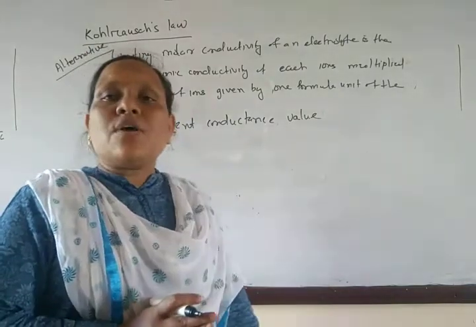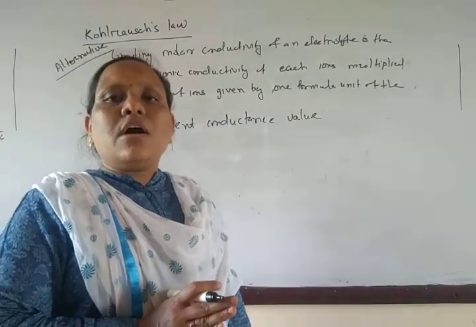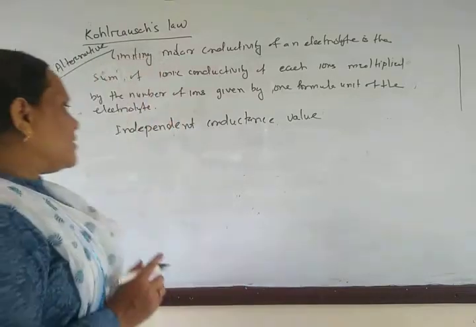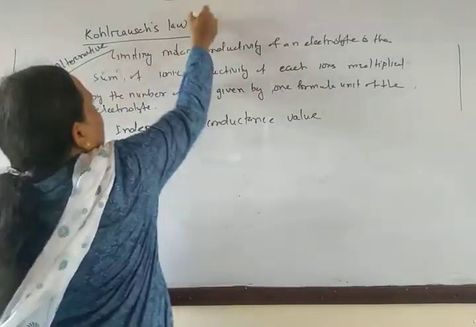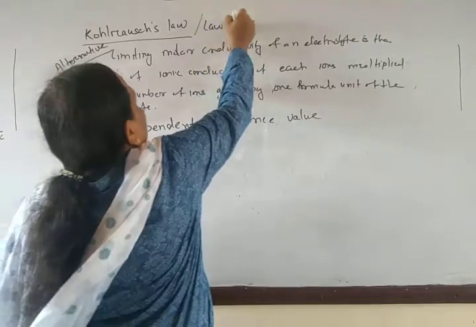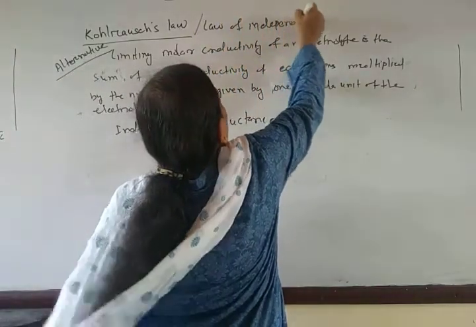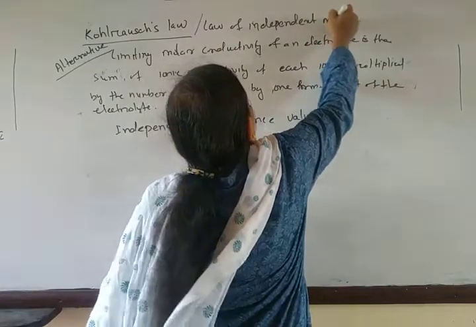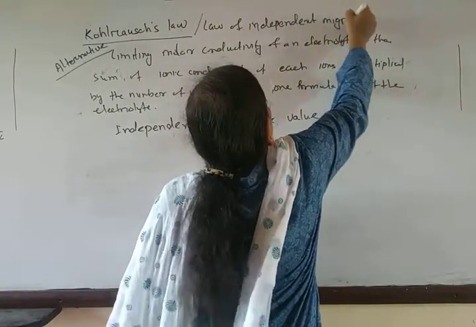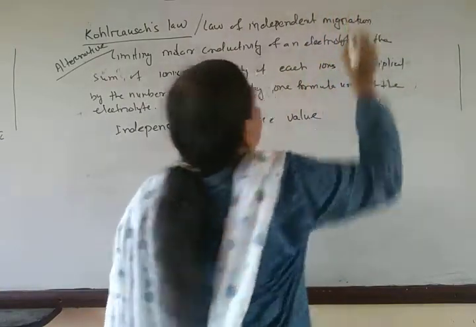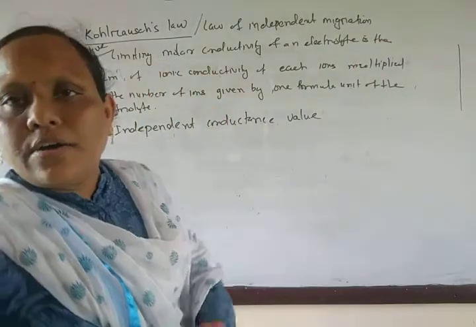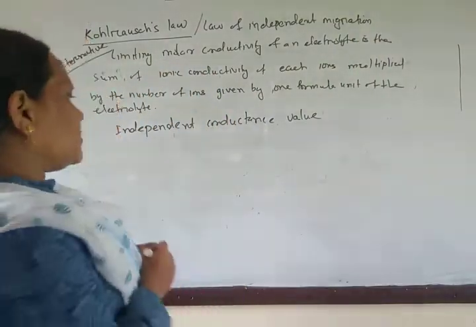In this way, this law is also called the law of independent migration. This law, Kohlrausch's law, is also called the law of independent migration of ions.